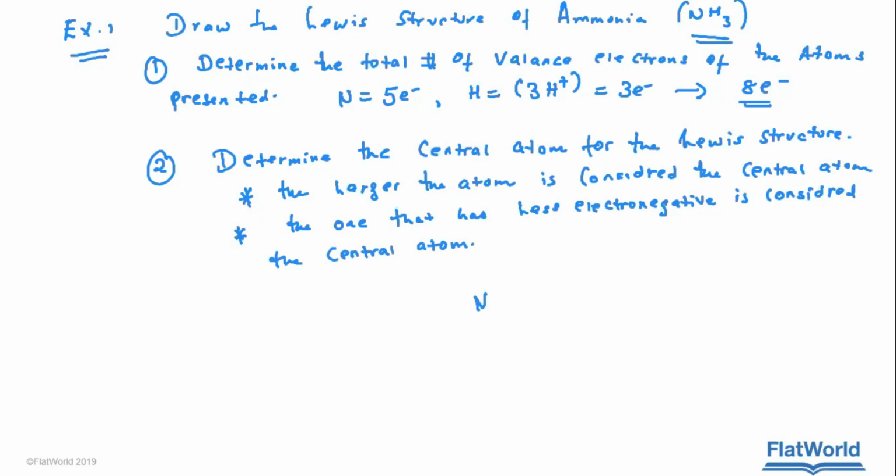because nitrogen is larger than hydrogen. How do I know that? Nitrogen is on the right of hydrogen. So as we go from left to right, atoms are larger and larger. They have more outermost shell electrons, so they are getting bigger and bigger. So nitrogen is larger than hydrogen. Let me go back again here. Okay, so nitrogen will be on the center.